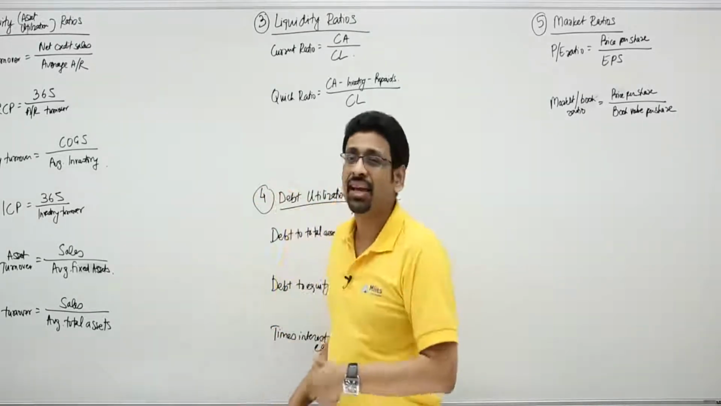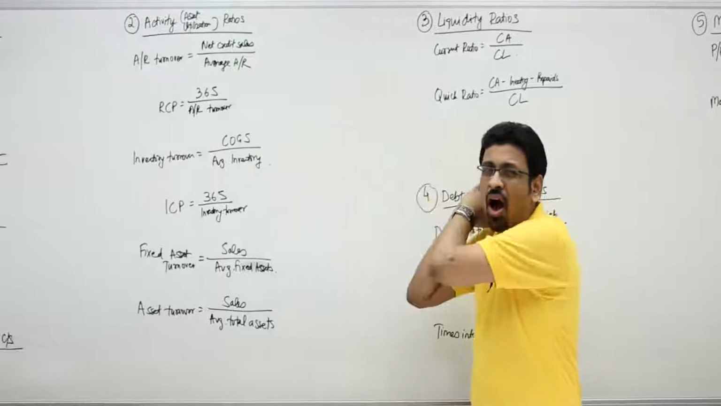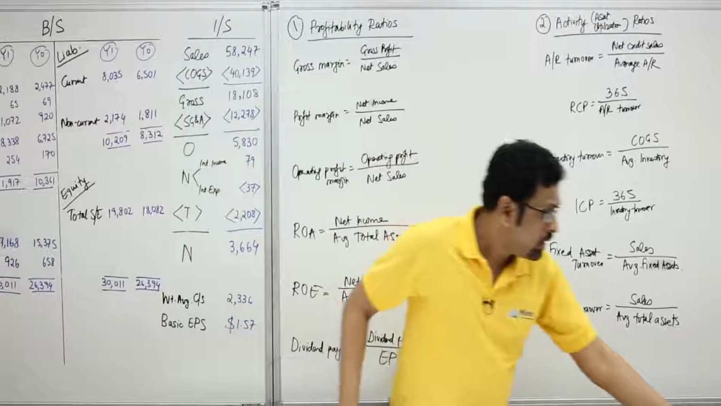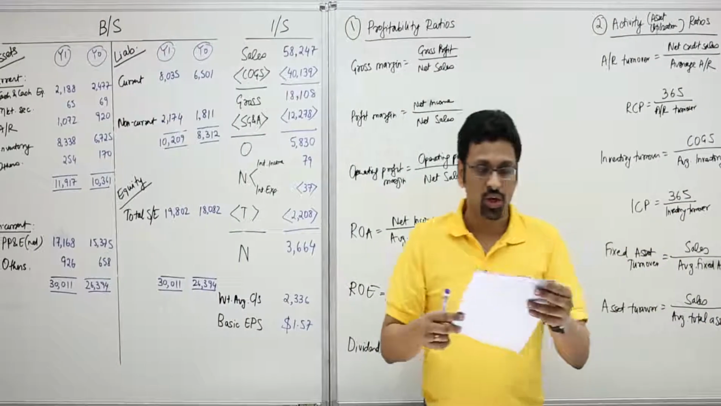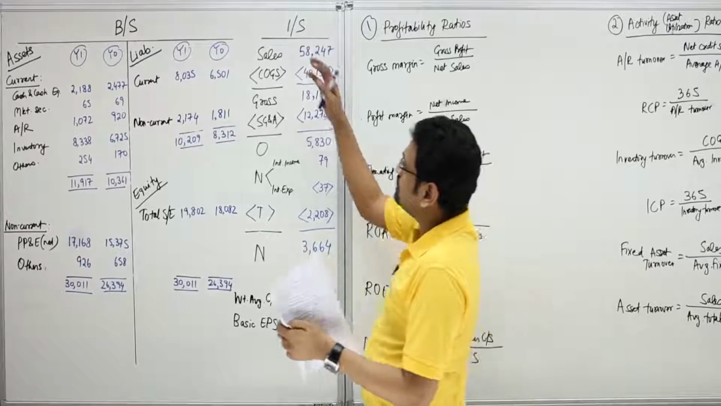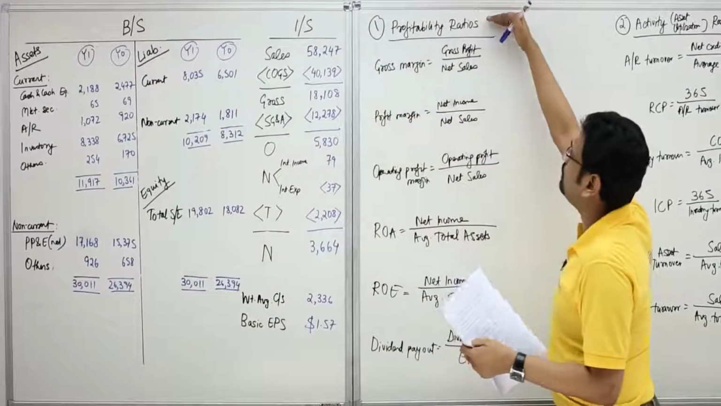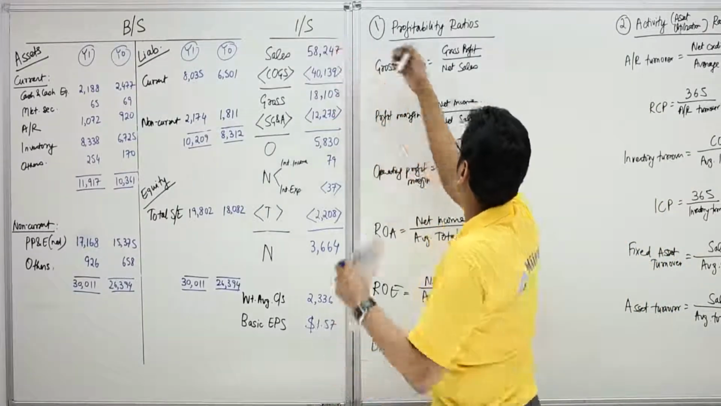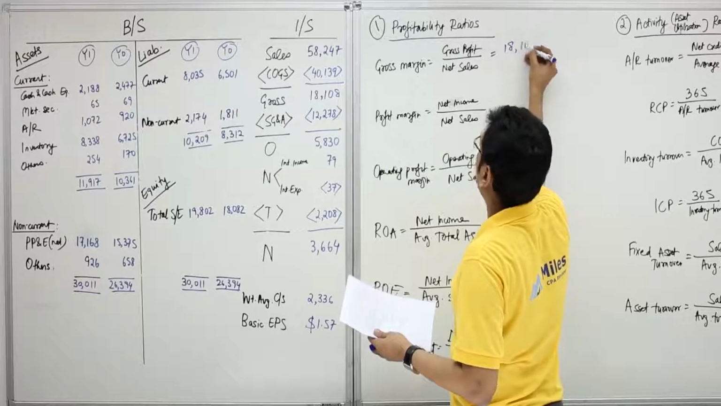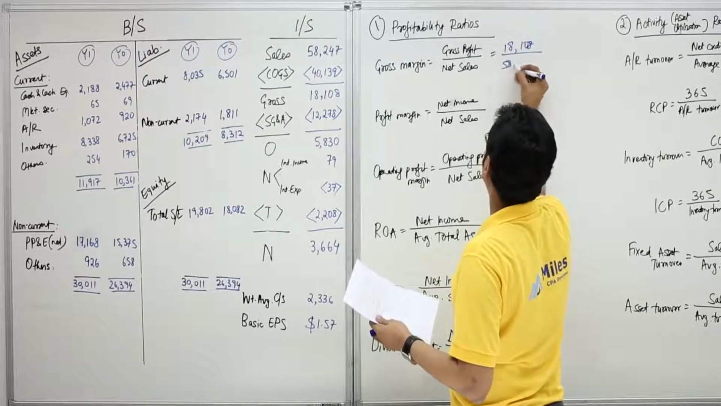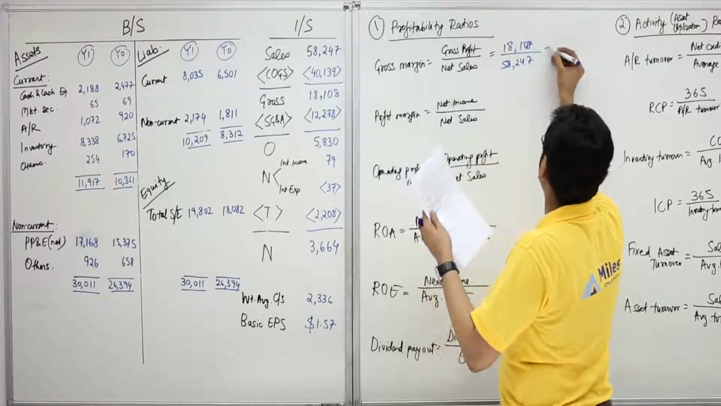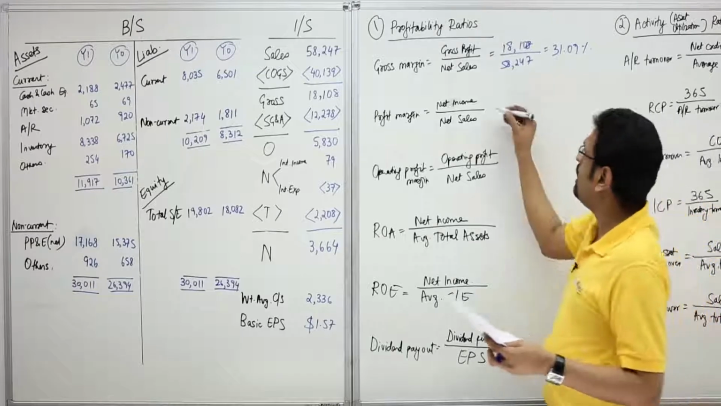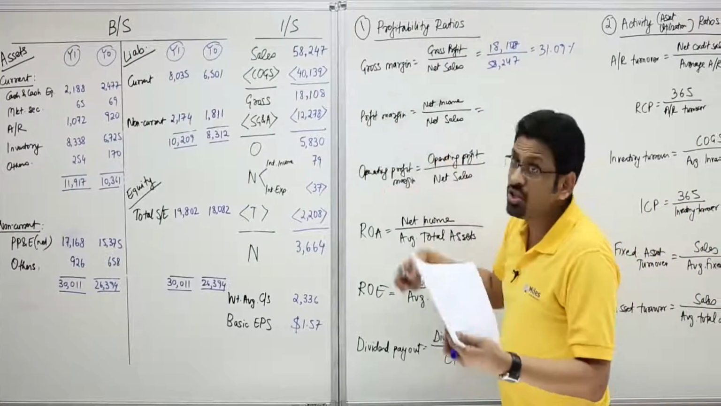So let's get back there, and I am ready, all armed with my board. Just fill in numbers, get the ratios out. Starting with profitability ratios. This is the balance sheet, this is the income statement. Profitability ratios, gross margin: here we are looking at gross profit by sales. Gross profit is 18,108, sales is 58,247. This gives us 31.09%. Simple, easy.